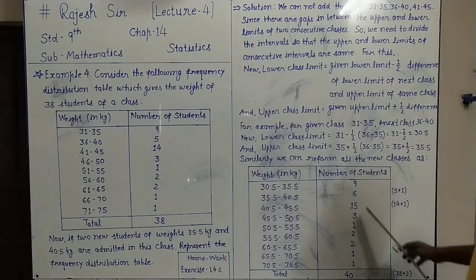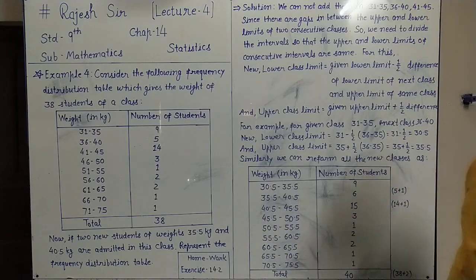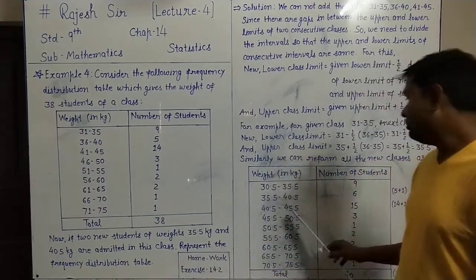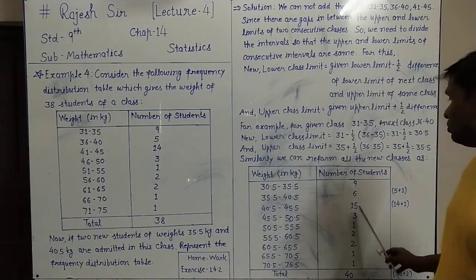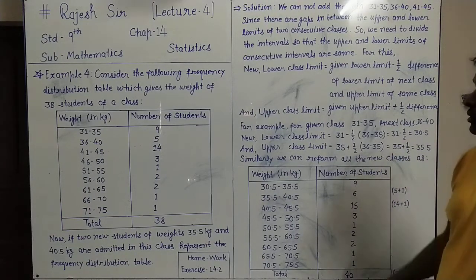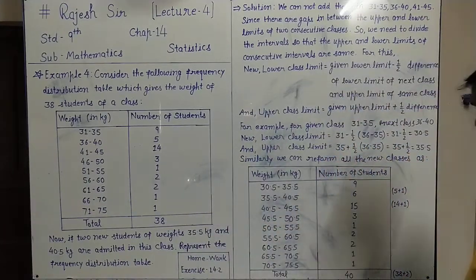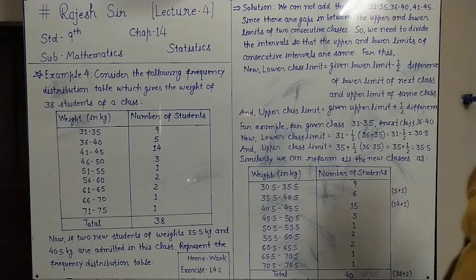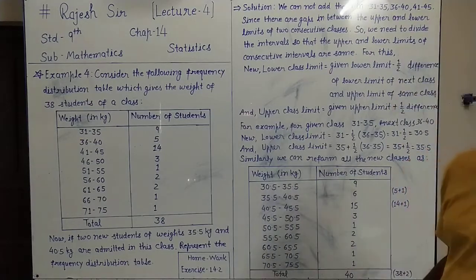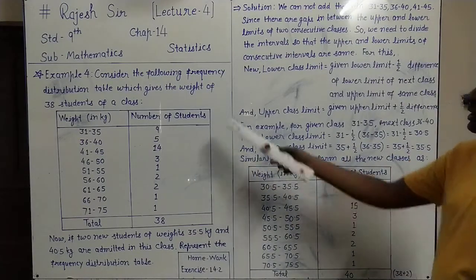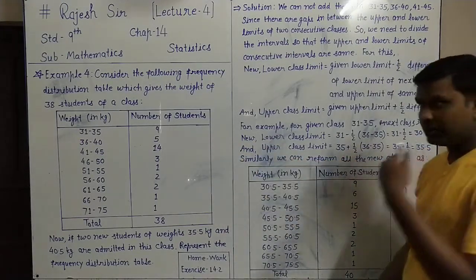So the whole total and everything will be the same, because only two students were added: 35.5 kilogram weight is added here and 40.5 kilogram weight is added here. So these two categories are increased by 1 and 1. The total number of students was 38 before. Now two new students are added, so 38 plus 2 becomes 40 total students. So this is the representation of the frequency distribution when we have added two new students of the weight 35.5 and 40.5, which was not possible in this type of class distribution.